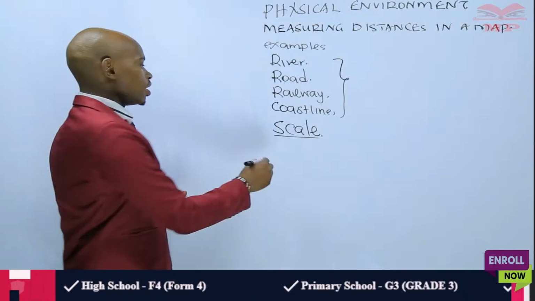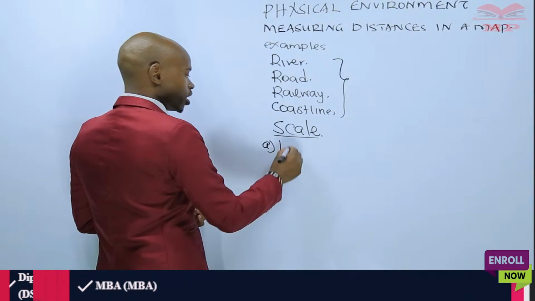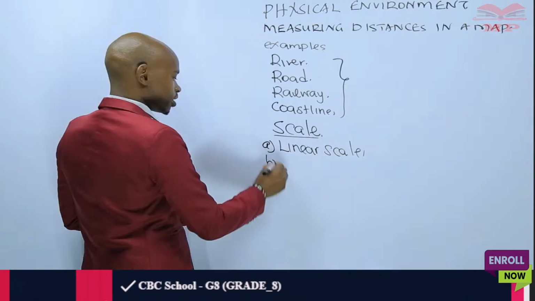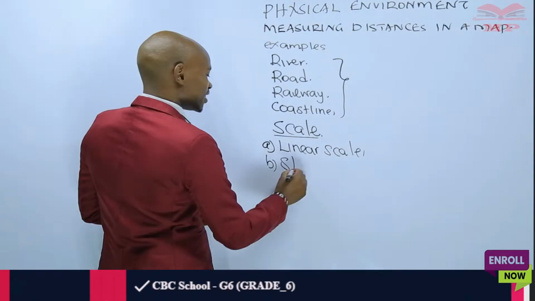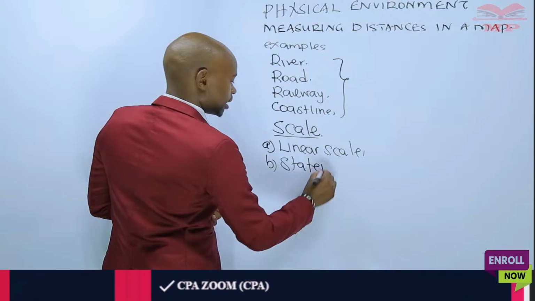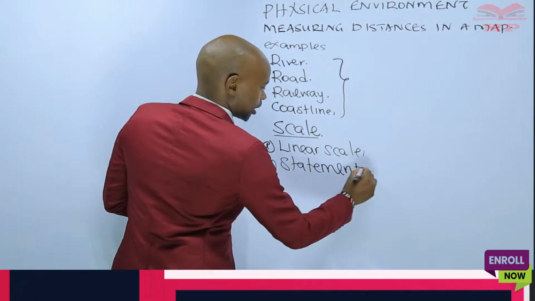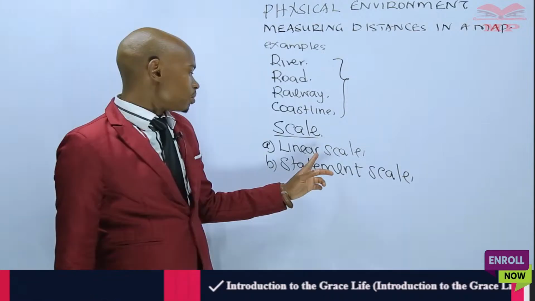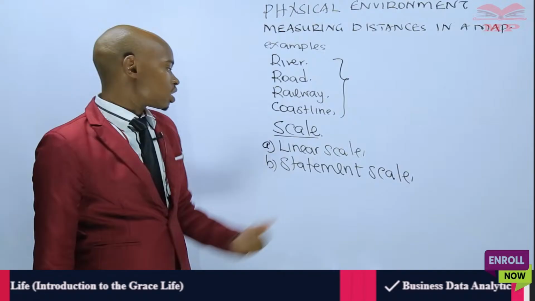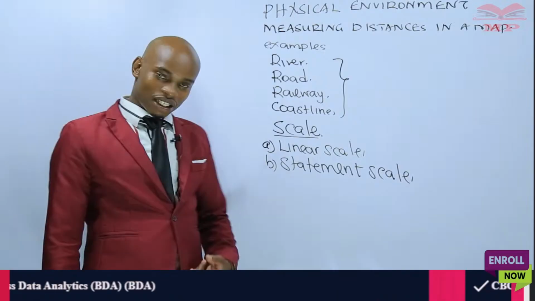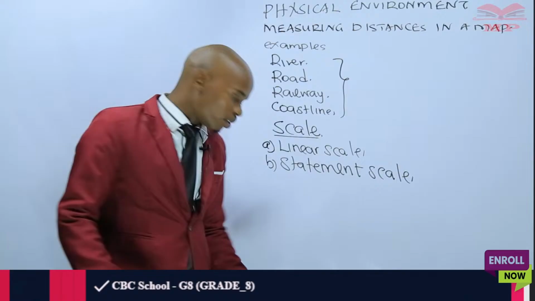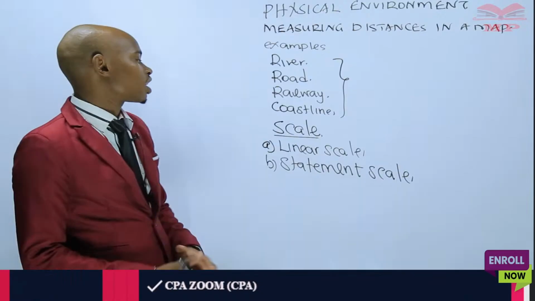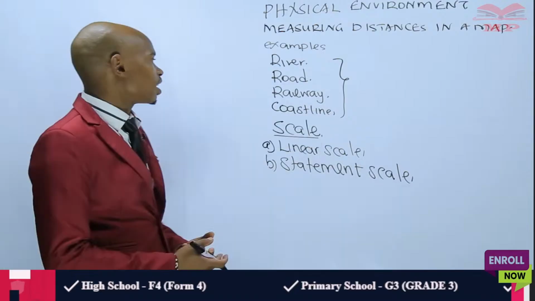Number one, we have the linear scale. And the second one is called the statement scale. Linear scale and statement scale. This is what I'll demonstrate to you, how you can use a linear scale and how you can use a statement scale, and the difference between the two types of scale. But these are majorly the two types of scales that we use to measure the distances in a map.